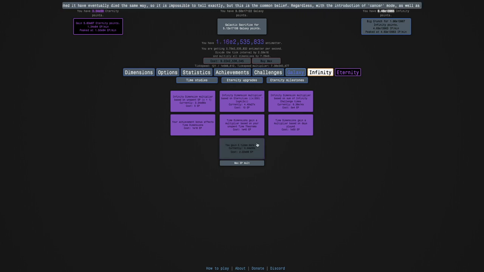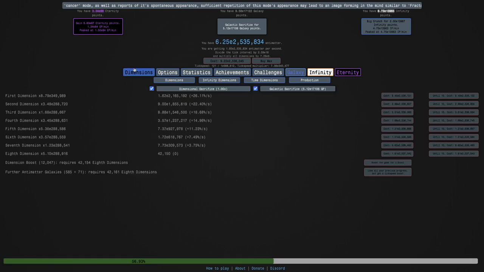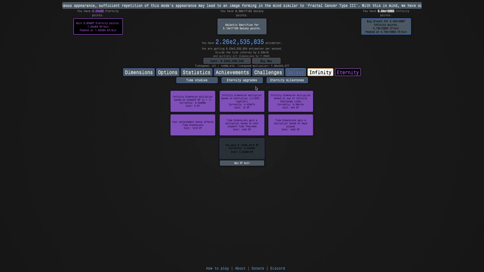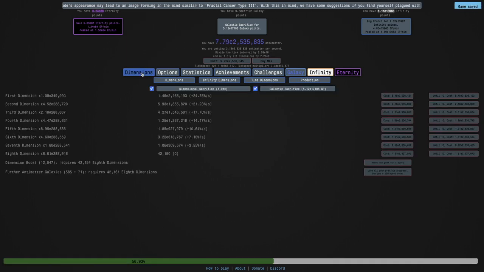So I did get all the way up to the 4.44 E87 upgrade there, so this seems to be going up by 50 rather than 25. I'm guessing there's probably some scaling that happens. It may have even in the vanilla game, like around this point. But yeah, E87 eternity points.